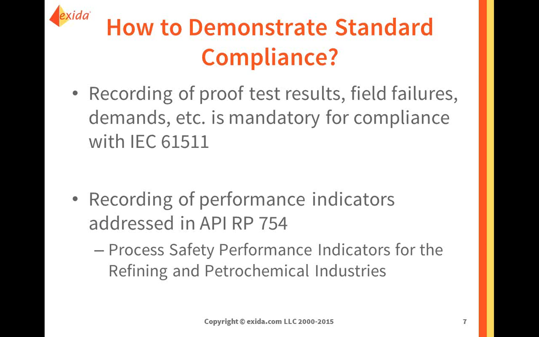If you want to be compliant to API Recommended Practice 754, that requires that we record performance indicators. Process safety performance indicators for refining and petrochemical industries is what this recommended practice is about. So there's a couple of guidelines and standards in the industry that require us to record this information. And apart from that, it's of course good practice to look at this information.